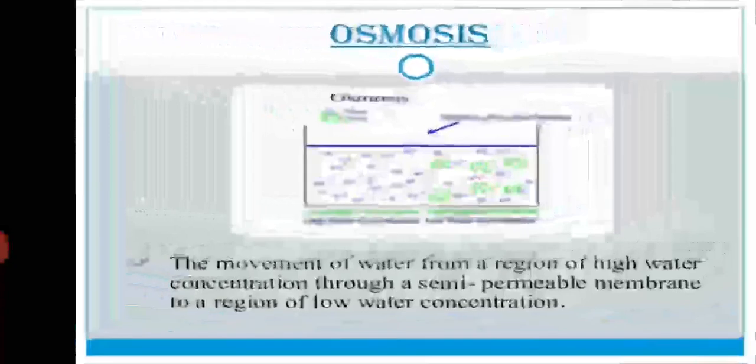Now osmosis. Osmosis is just like a diffusion. It is also a type of diffusion. The only difference is that in osmosis the flow of water takes place. The movement of water from an area of higher concentration to an area of low concentration is called osmosis.